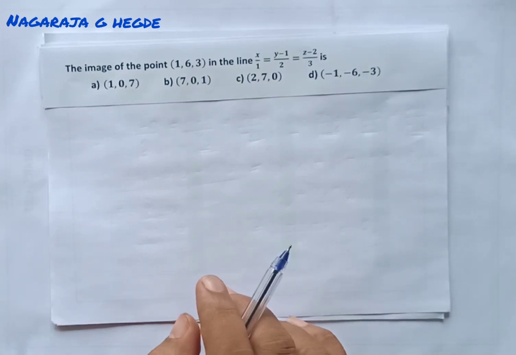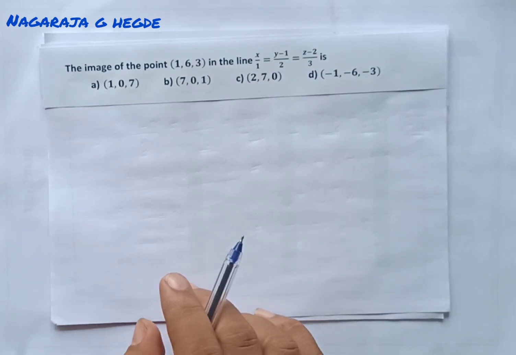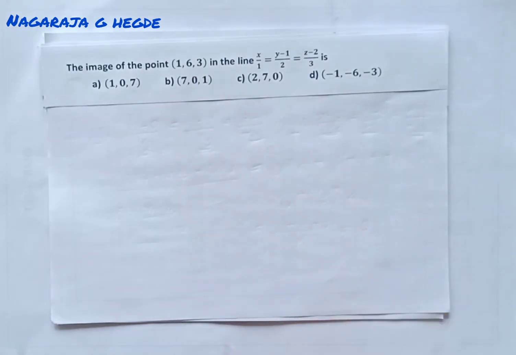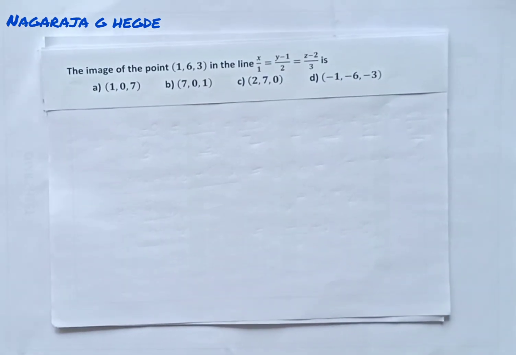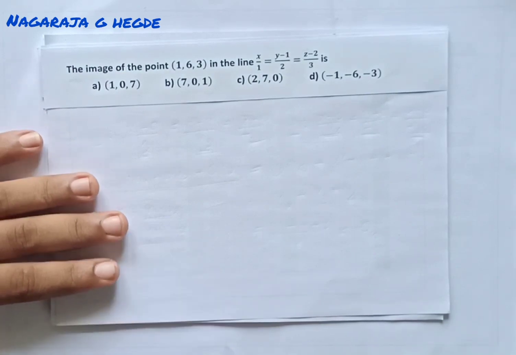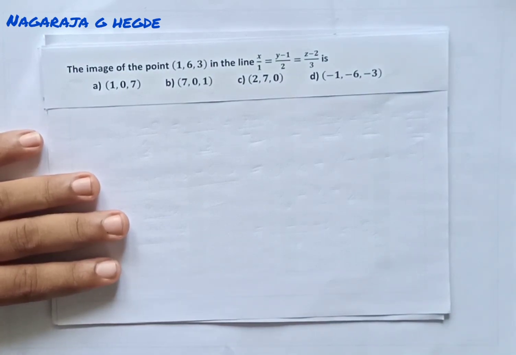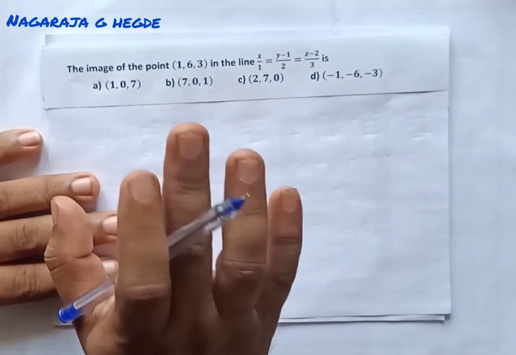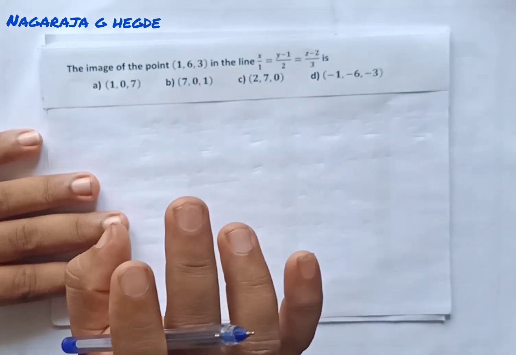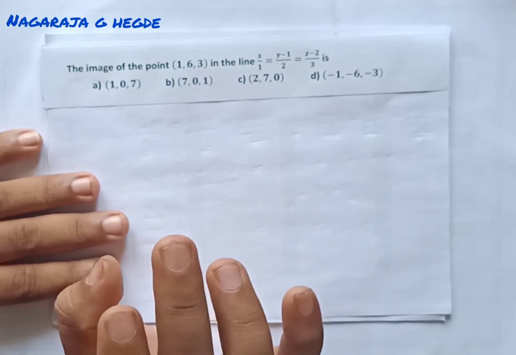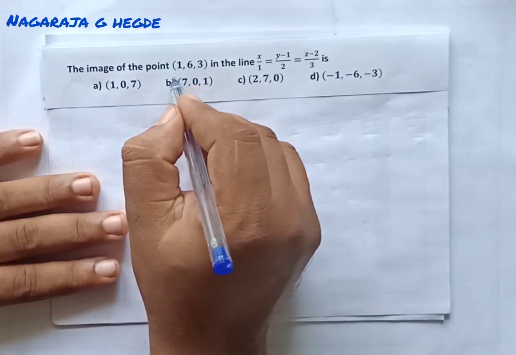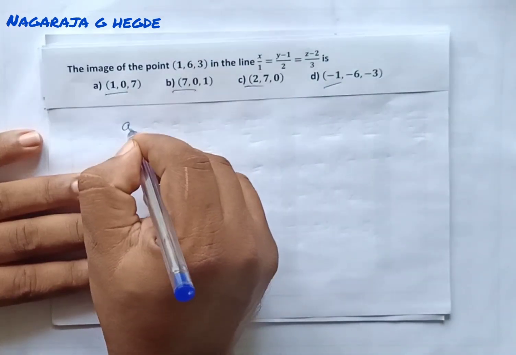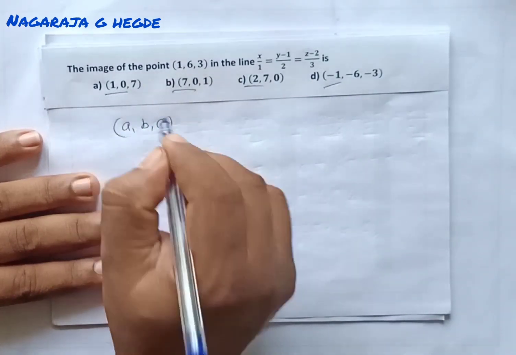Next problem. The image of the point (1, 6, 3) in the line x by 1 equal to (y minus 1) by 2 equal to (z minus 2) by 3 is. This is one of the easiest questions. Actually, there is a formula, but no need to use any formulas. If you know the basic concepts, easily we get the answer. Remember this, the required point may be any one of these. Let us assume that the required point is (A, B, C).